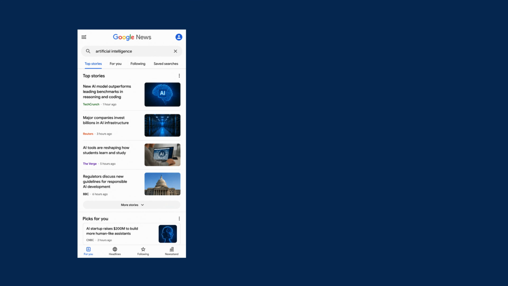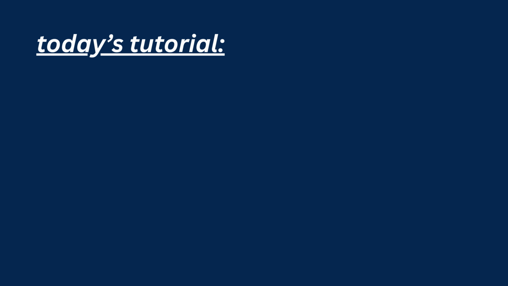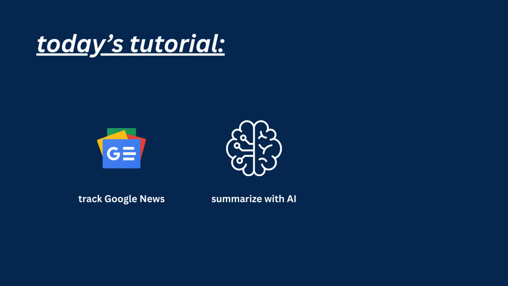Still checking Google News manually every morning? Let's automate it. In this video, I'll show you how to turn any Google News search into an AI brief that summarizes news stories automatically and sends them to Slack, Discord, your website, wherever you want it.